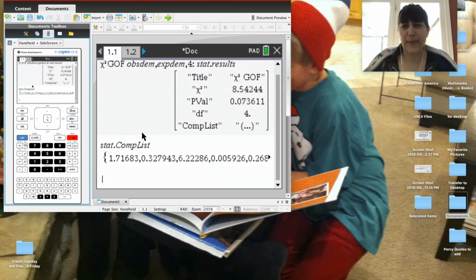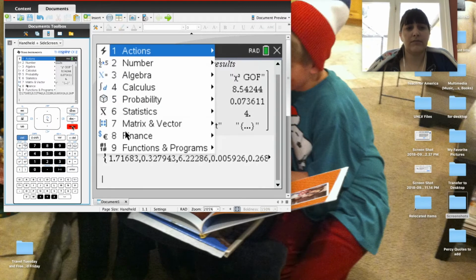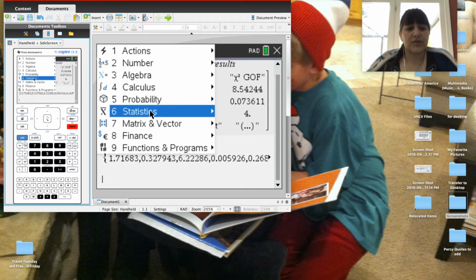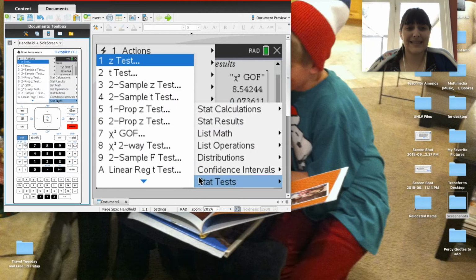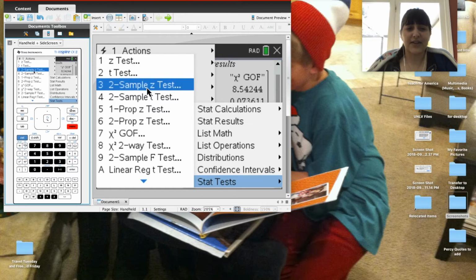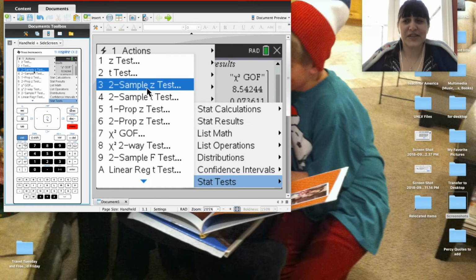Just to make sure I remembered how to do it on the calculator. Okay, so here's how you run a chi-squared goodness of fit test. Press the menu button, then go over to statistics, all the way down to stat tests. See how you have all of these tests here, z-test, t-test, right? So a lot of the stuff that I've been making you do by hand, you can use the calculator to do. Check out the calculator video that I'm going to post later that shows you how to do all of that stuff.